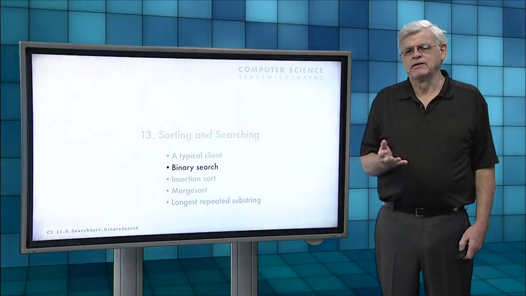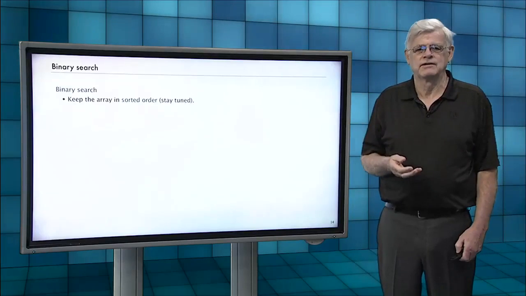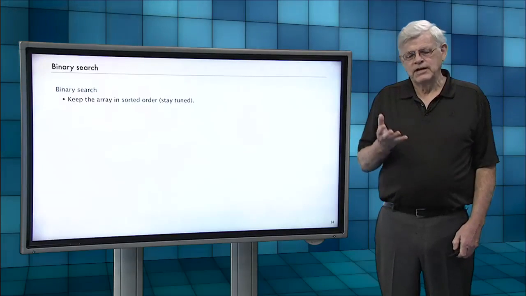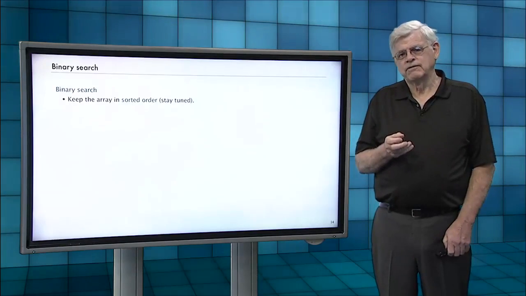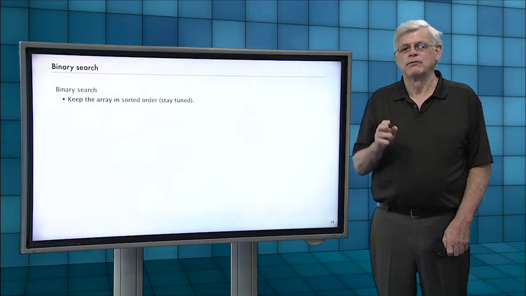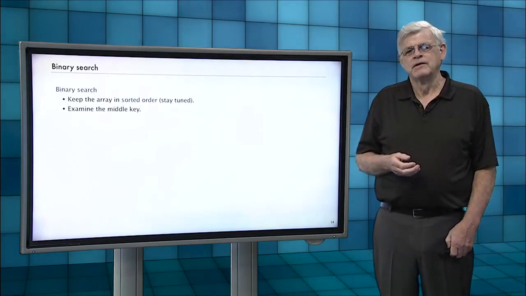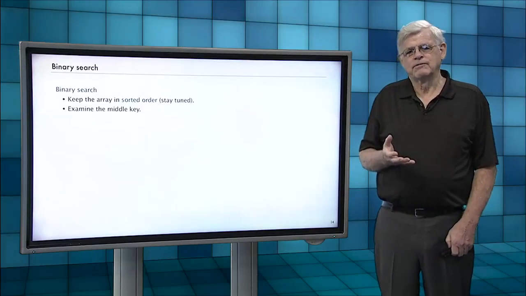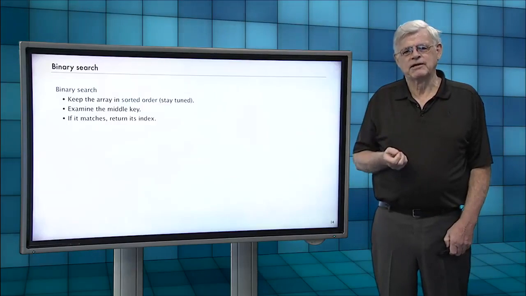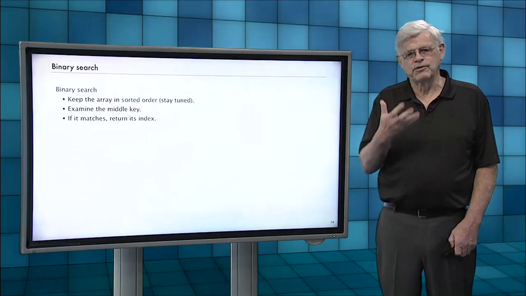So here's a better method. It's a very classical method called binary search, and it's quite intuitive. The idea with binary search is that, first of all, we put the whitelist array in sorted order. Now we're going to have to talk about how to do that, and that's the second part of this lecture. If it's in sorted order, then what we want to do is examine the middle key. If that one's the one we're looking for, then just return that index.